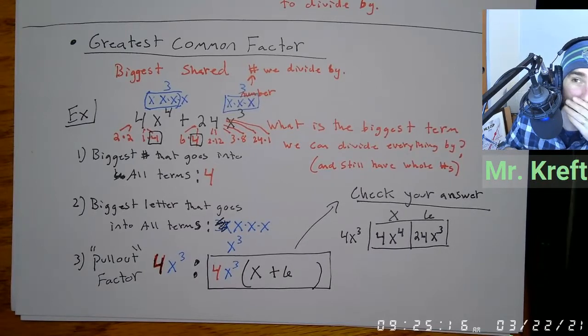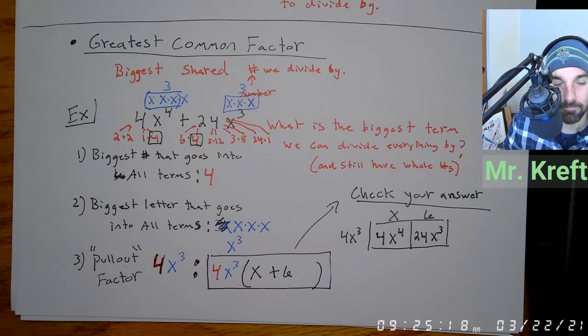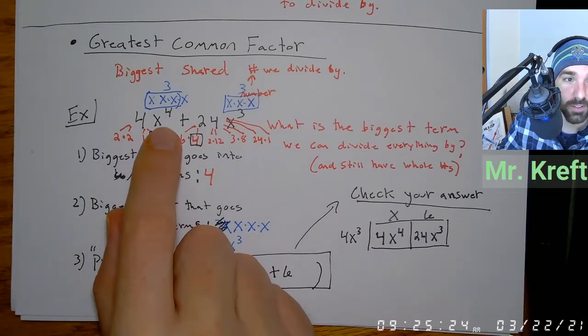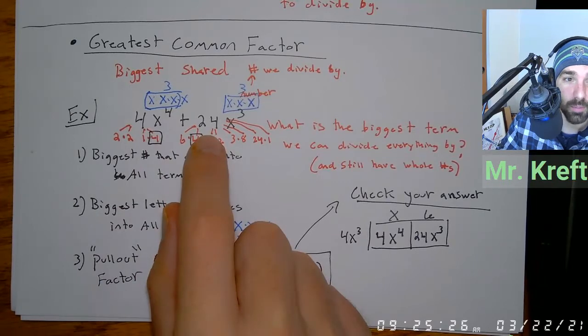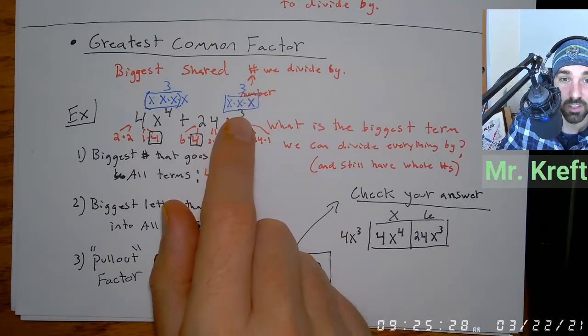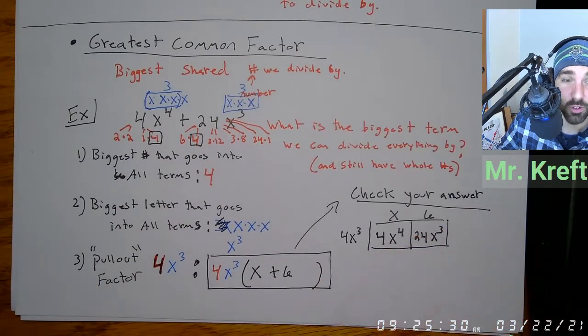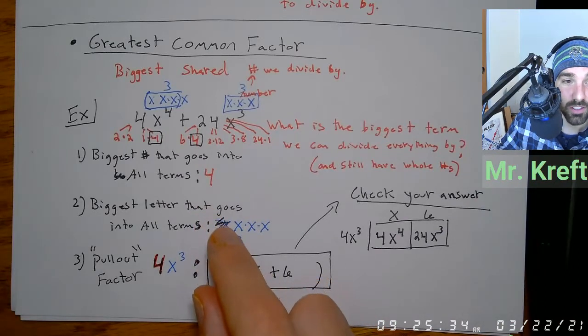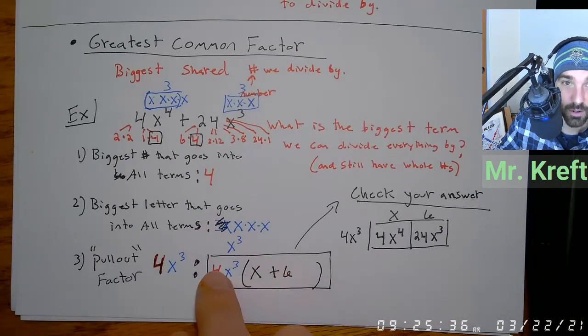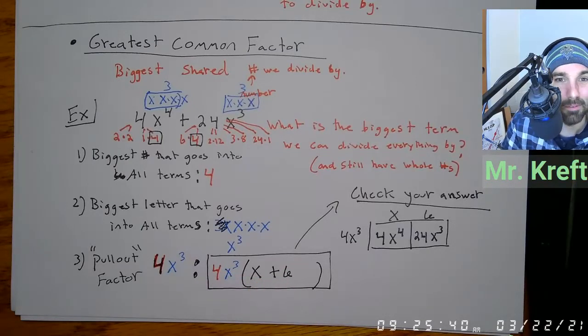You can think of it like this. Let's say you have a big family, and you're going to the grocery store with a shopping cart. You're going to buy 4 of these x to the fourths, and 24 of these x to the thirds. But you have a big family, so you have to split it. So you pull that out, and this is what you have left. That's one way of thinking of it.